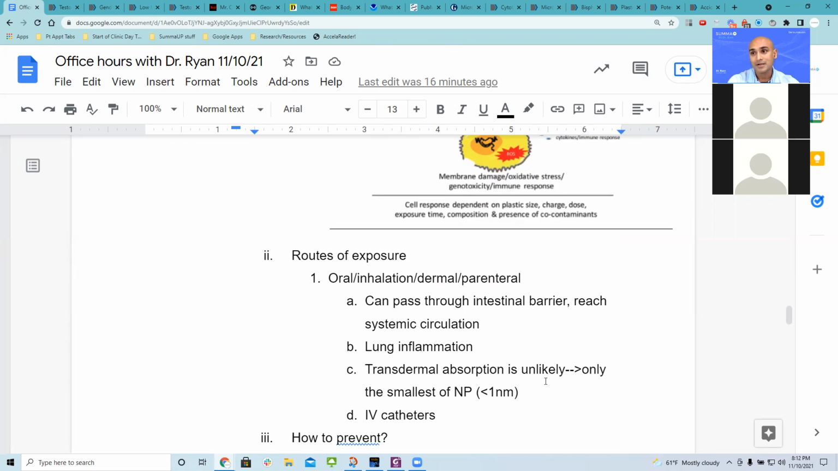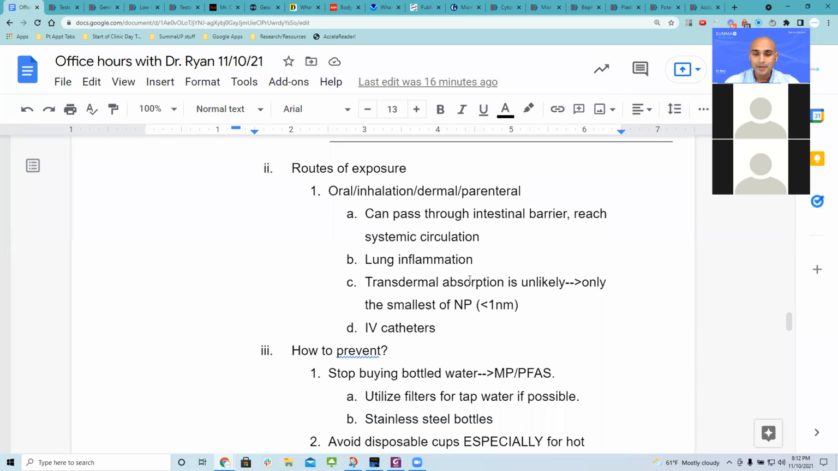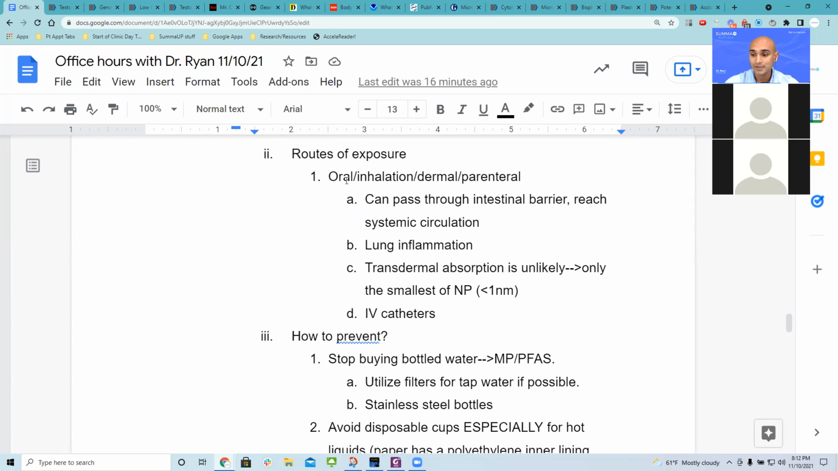Okay, so we know what they can do. They're prevalent everywhere. Everyone's using plastics. So how can we make things better? Well, we can make things better primarily by avoiding exposure. The main ways in which we're exposed to many of these microplastics and nanoplastics are oral ingestion, inhalation, exposure to skin, and parenteral. Parenteral really just means outside of the oral mucosa and GI tract, so outside of your stomach and intestines and so on.